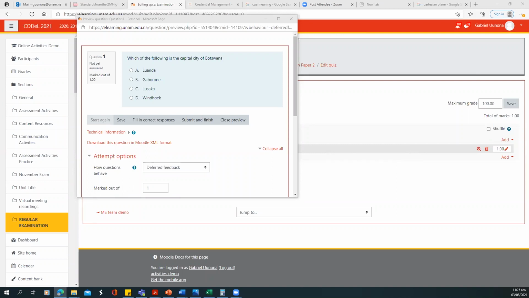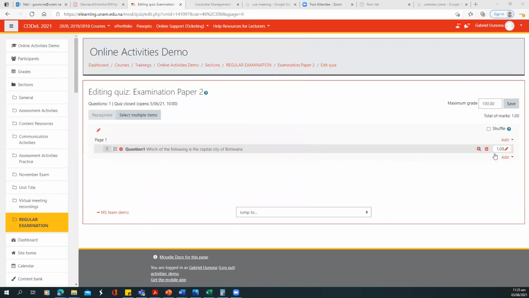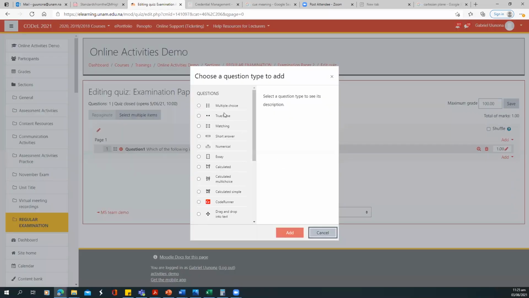Okay, I think we have another option that I'll look at shortly. Let's just add another question there. Let's quickly add another multiple choice question here. I don't know why they take long to bring the settings. Come on now.